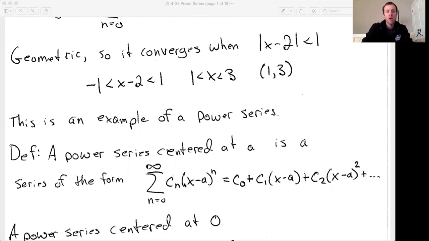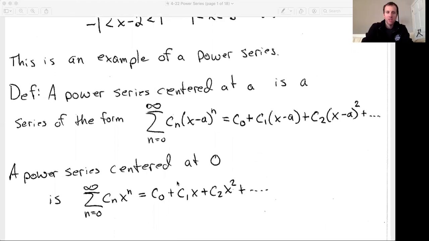A simpler case, which we'll often be thinking about, is power series centered at 0. All that means is that the a here is 0, and so subtracting 0 doesn't actually do anything. So this looks more like the standard form of what might be an infinite polynomial. We have a constant times x, a constant times x squared, a constant times x cubed, and so on. So these are the objects we're going to be thinking about. And the big question is, if you write down a specific one of these, for which x do they converge?